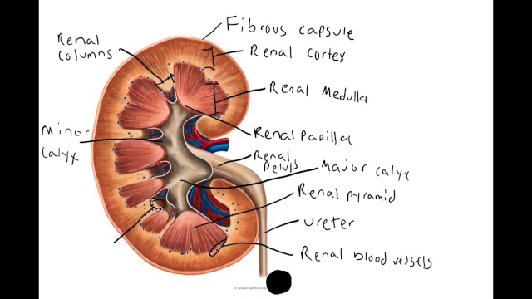And over here is the renal sinus. The renal sinus is occupied by blood vessels, nerves, etc. Renal sinus. There you go. That's the basic anatomy of the kidney.